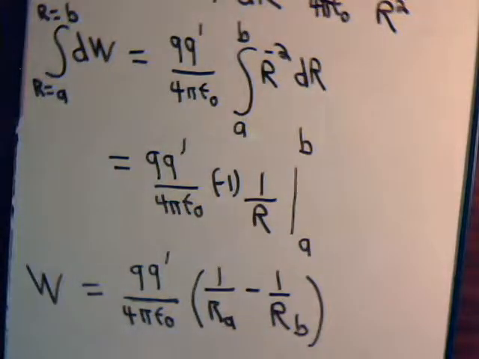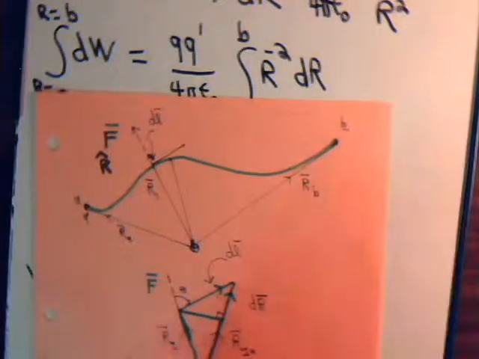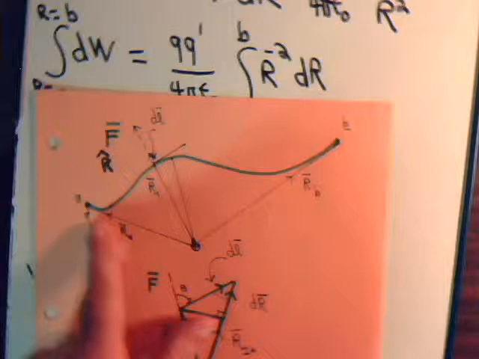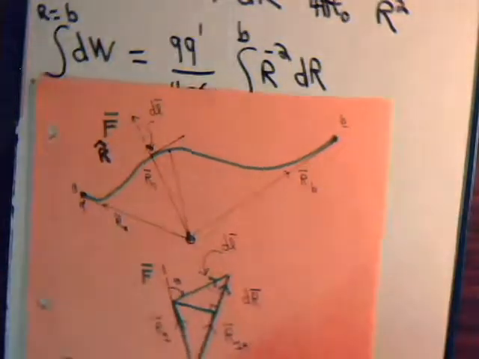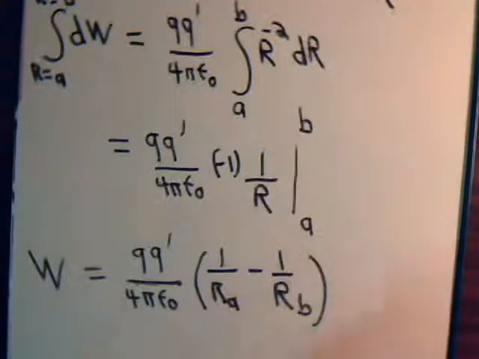Now remember, Q, that was our charge here, our stationary charge. Q prime was our positive test charge that we're moving along that path. But notice that the amount of work that's done depends only upon, this is r_a, that was its starting position, r_b, that was its position here at the end.